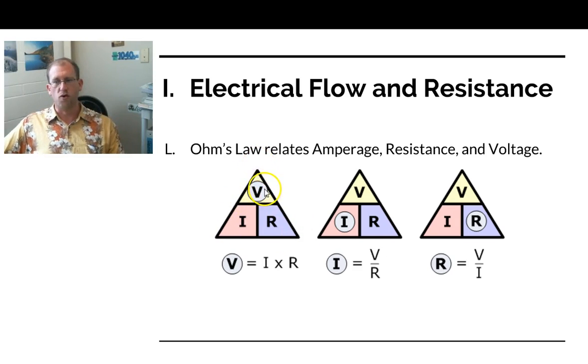Really handy. If you are looking for voltage, then you multiply current times resistance, and that will give you the voltage at any one point. If you're looking for current, you divide voltage by resistance. Volts divided by ohms is amps. If you're looking for resistance, divide volts by current. Volts by amps gives you ohms.